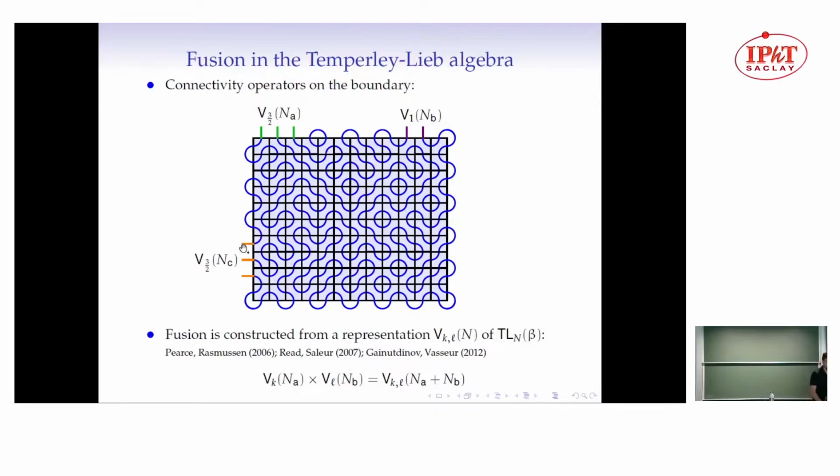Okay, and so to each of these connectivity operators is associated a representation, a standard module over the usual Temperley-Lieb algebra, and their fusion has been studied by multiple groups: Pearce and Rasmussen in 2006, Read and Saleur in 2007, and then more recently Gainutdinov and Vasseur in 2012. And so the idea is to start with 2 standard modules, and to describe the fusion, we define a new representation, V_KL, where the number of nodes is N_A plus N_B, and this representation depends on these 2 numbers K and L, which are the number of legs. So here, 3 legs, K is equal to 3 halves. K equals 1 corresponds to 2 legs, and so on.